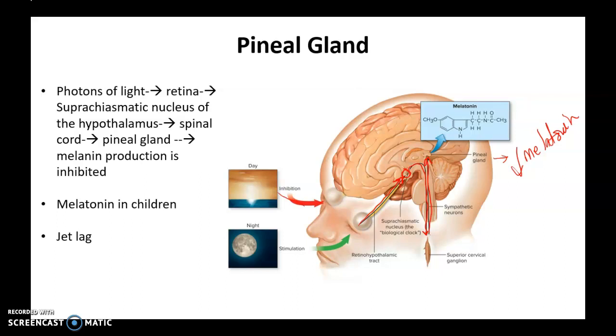In contrast, as light levels decline, such as during the evening, melatonin production increases, boosting blood levels and causing drowsiness. So just the opposite thing happens at night. So at night, low light results in increased production or secretion of melatonin by the pineal gland, that makes us drowsy.